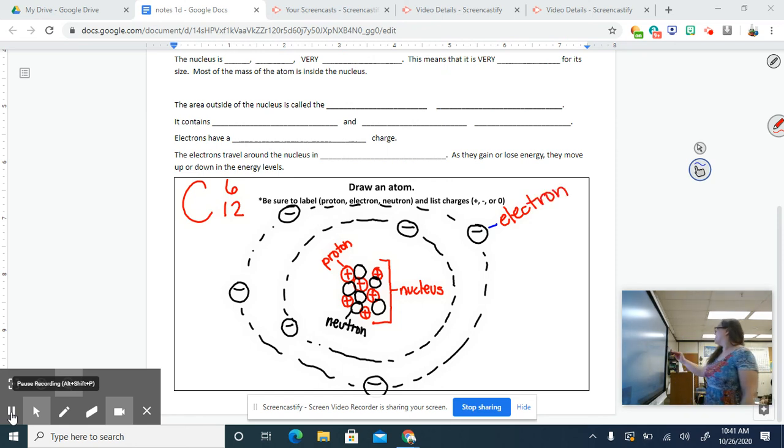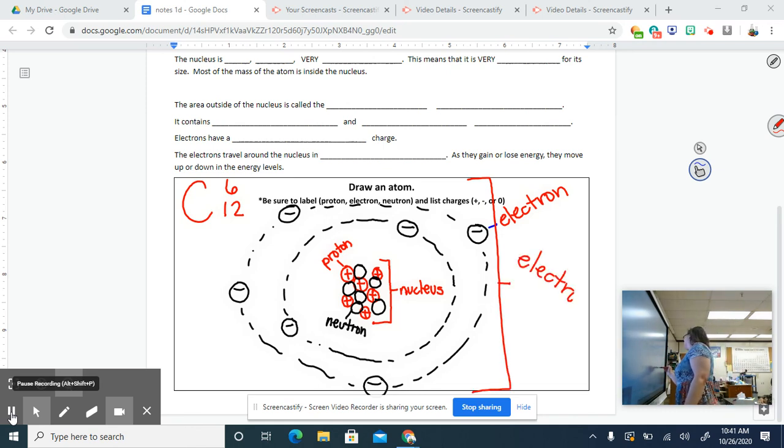And then this whole thing is the electron cloud. So you have the electron cloud with the electrons in empty space, and the electrons are arranged in these energy levels. Then you have the nucleus with the protons and the neutrons. Protons are positive, neutrons are neutral, and electrons are negative.